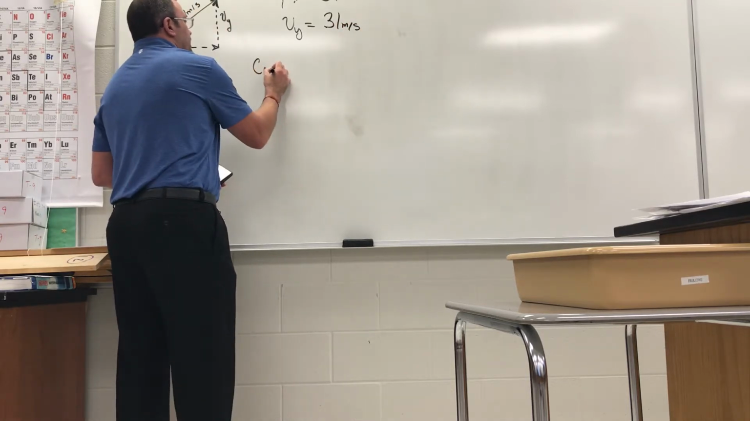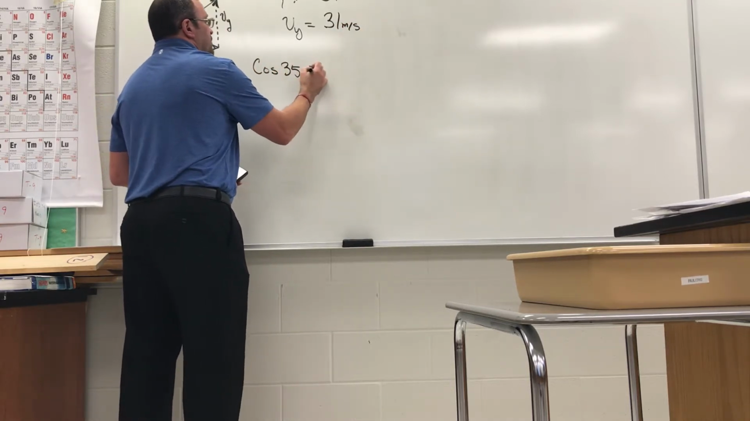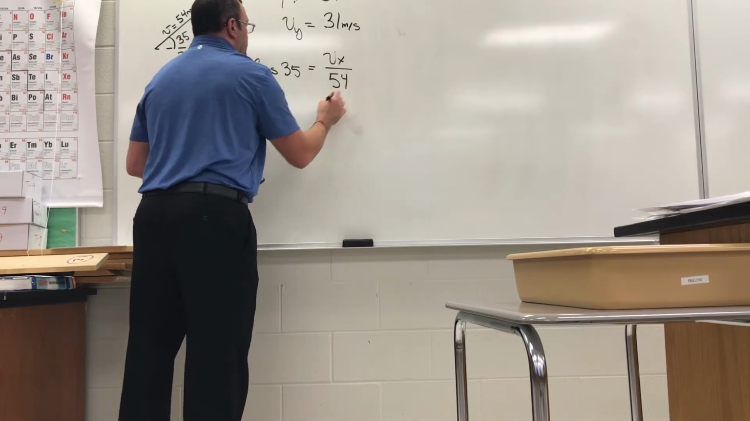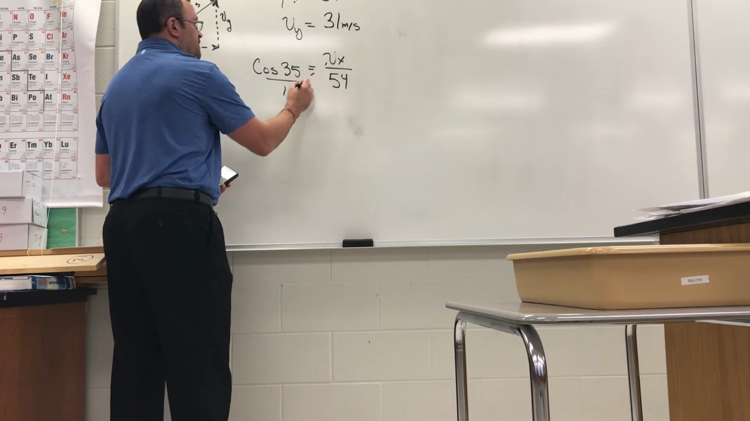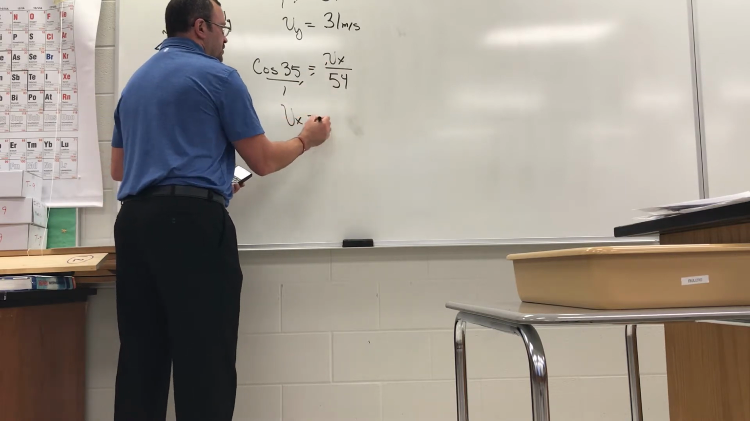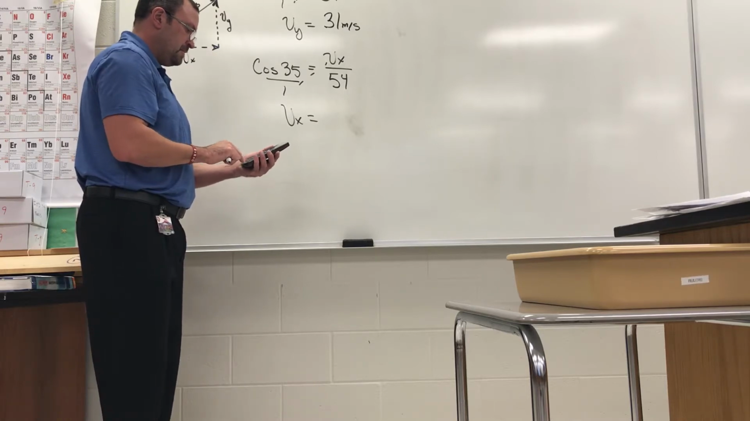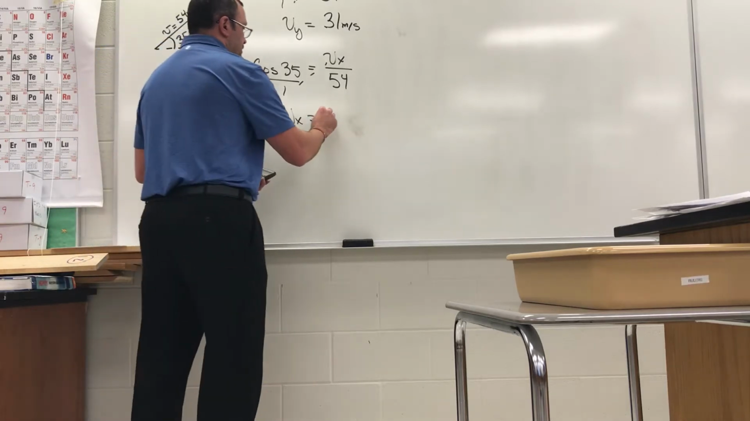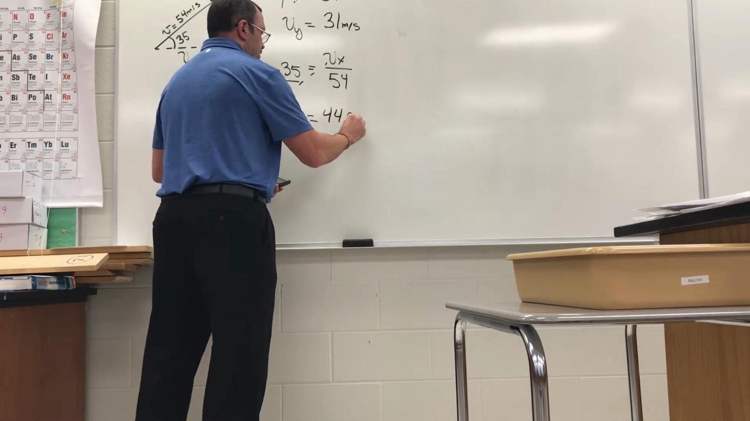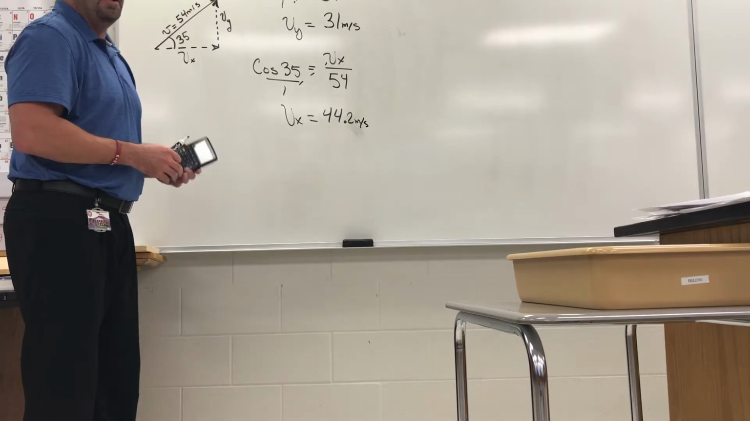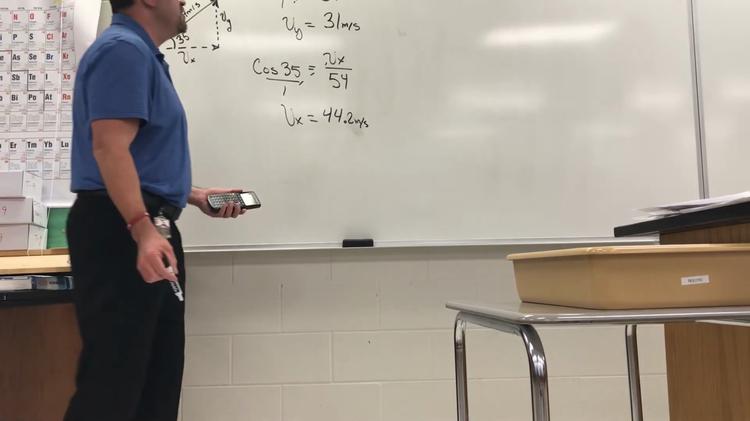And then cosine 35 should equal Vx divided by 54. Again, put that over 1. Vx should equal cosine 35 times 54. And I get 44.2. Okay, that's going to be our first thing as we find our components. Remember, the first question is always going to be for you.